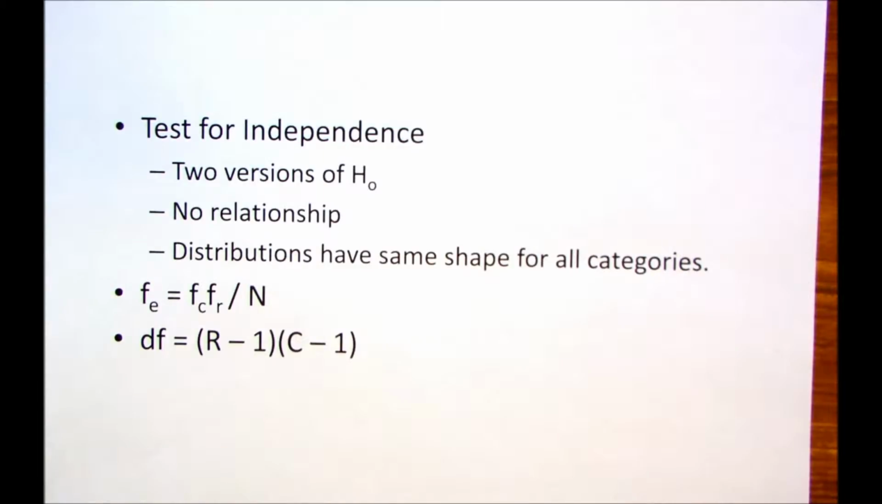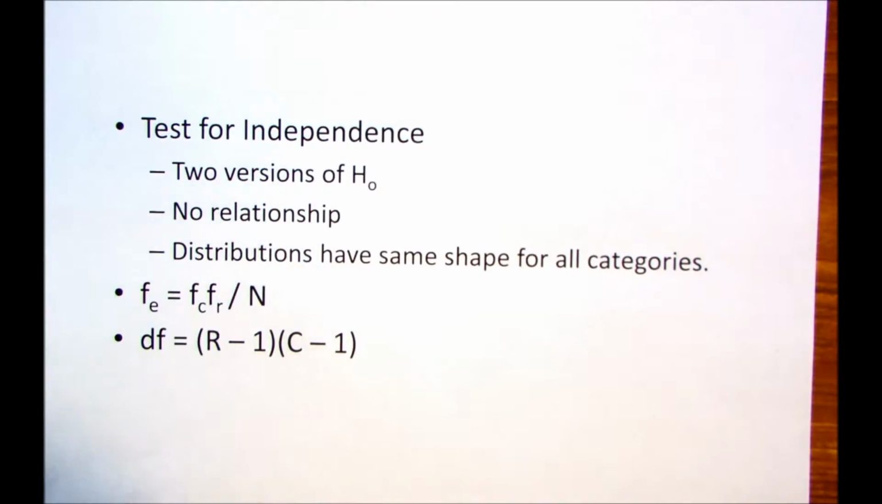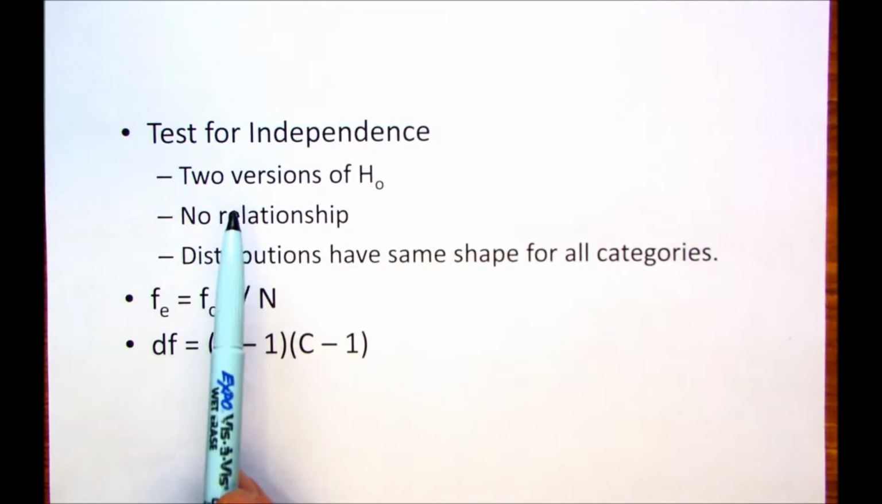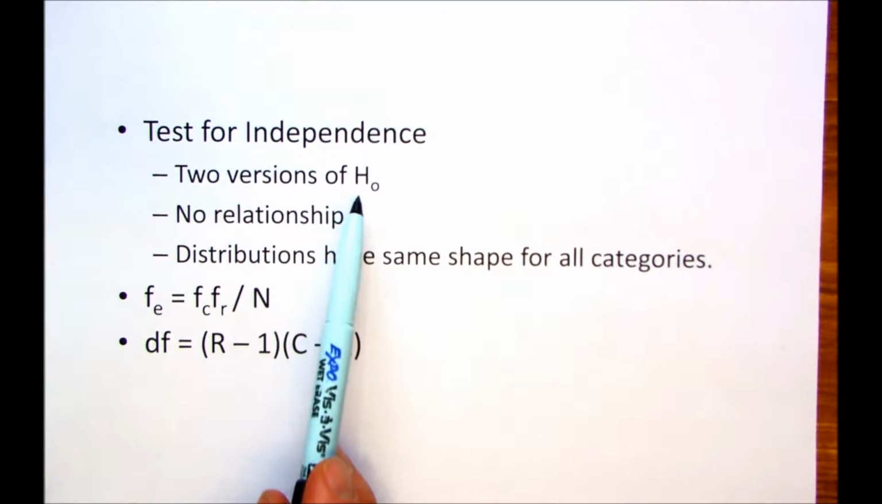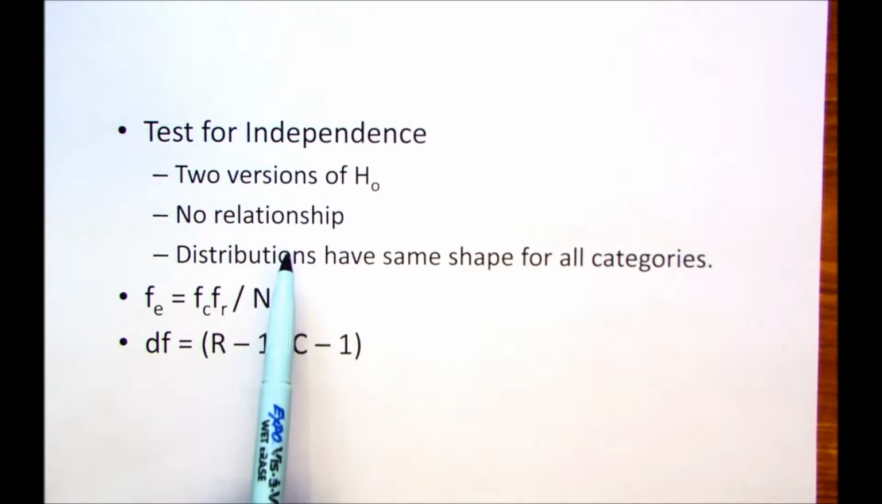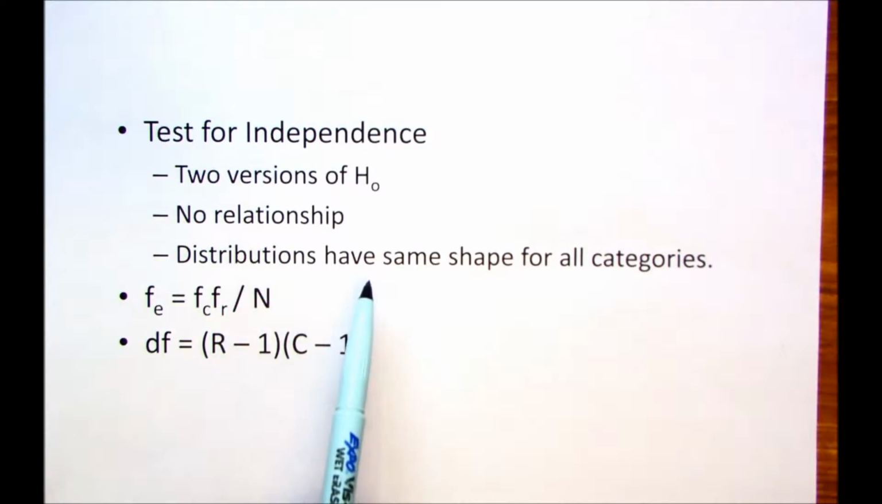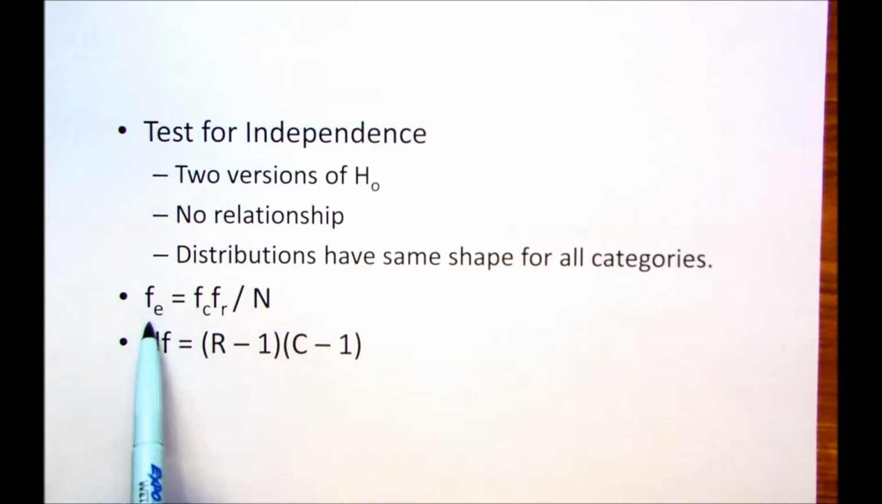In this third video on chi-square, we're looking at chi-square as a test for independence. For this, we have a column and a row. Basically, we have two versions of the null hypothesis. Remember, H sub 0 is the null hypothesis: either that there's no relationship between the two variables, or that the distributions have the same shape for all categories. Basically, we're saying the same thing with each one.